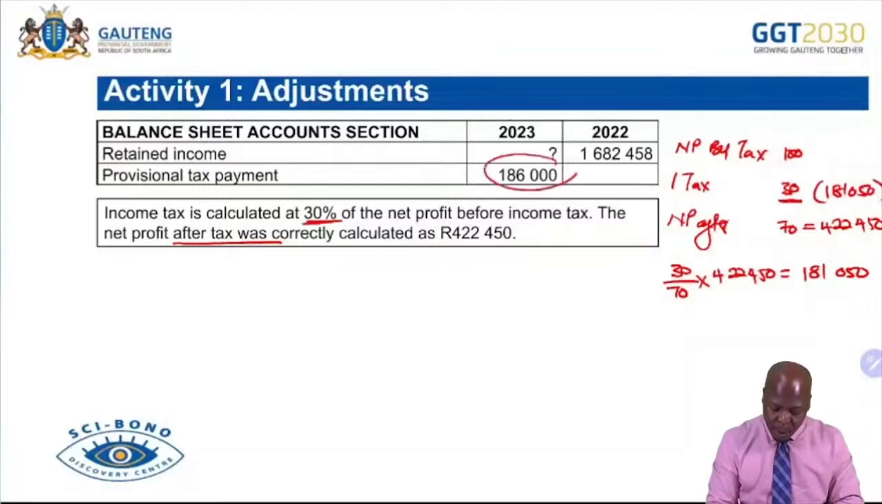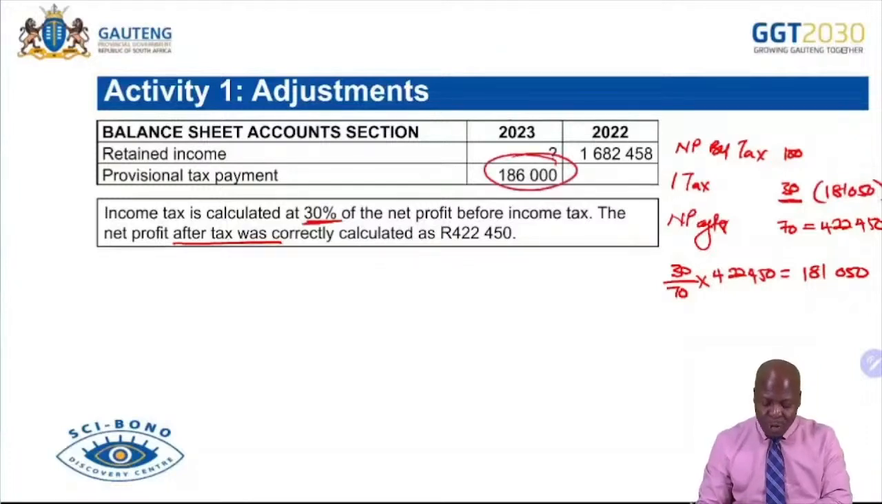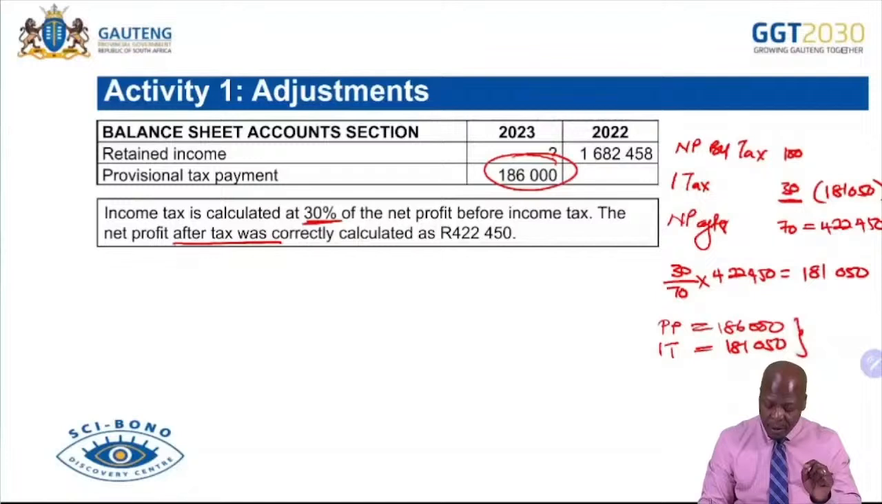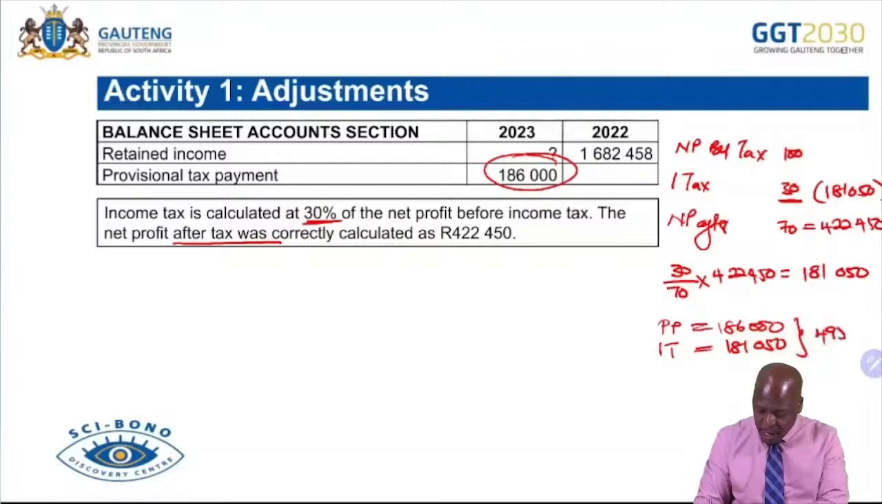Once you have calculated this, remember, if you are also preparing a statement of financial position, that you have made provisional payments of 186. So you then say, if you've made provisional payments of 186, yet your income tax is 181,050, it therefore means you have paid more to SARS. And how much more have we paid to SARS? 4,950. And that goes to your statement of financial position, trade and other receivables.